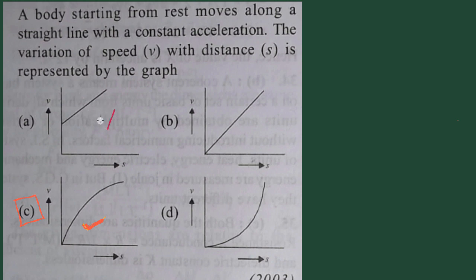This is wrong because this is a straight line. Straight line means that velocity is proportional to s to the power of 1. We don't have s to the power 1. This is correct because velocity is proportional to s to the power of half. S to the power of half means square root of s. So that is why this is correct.